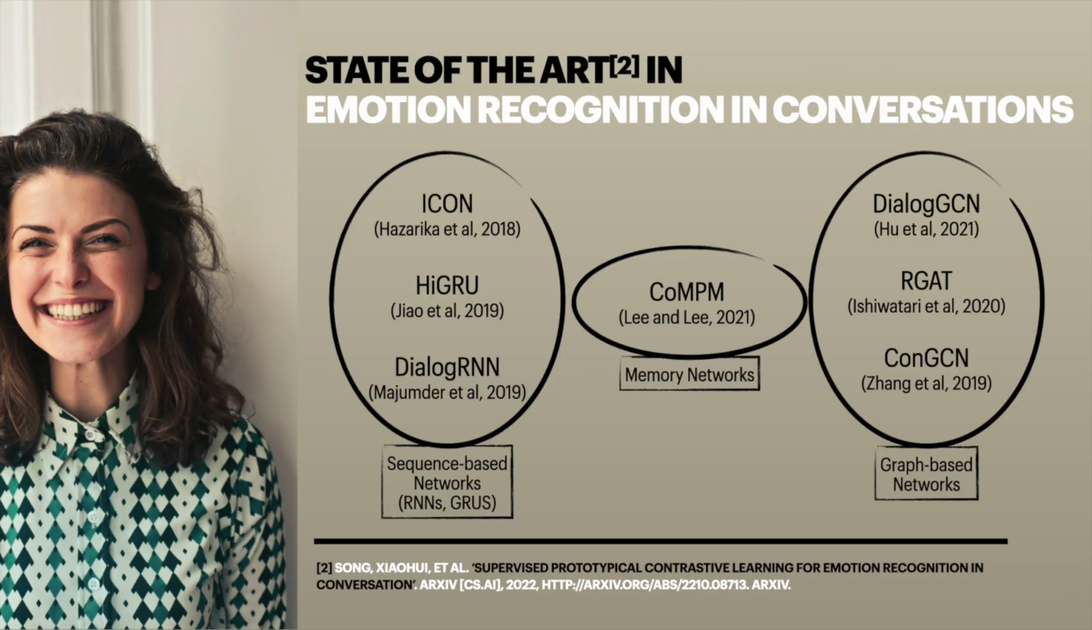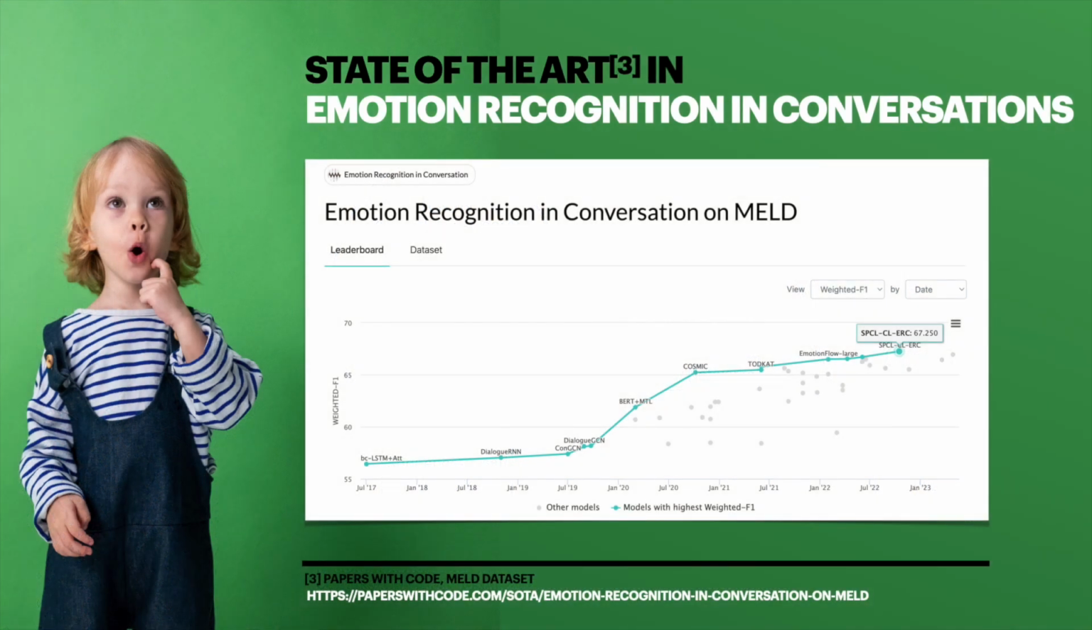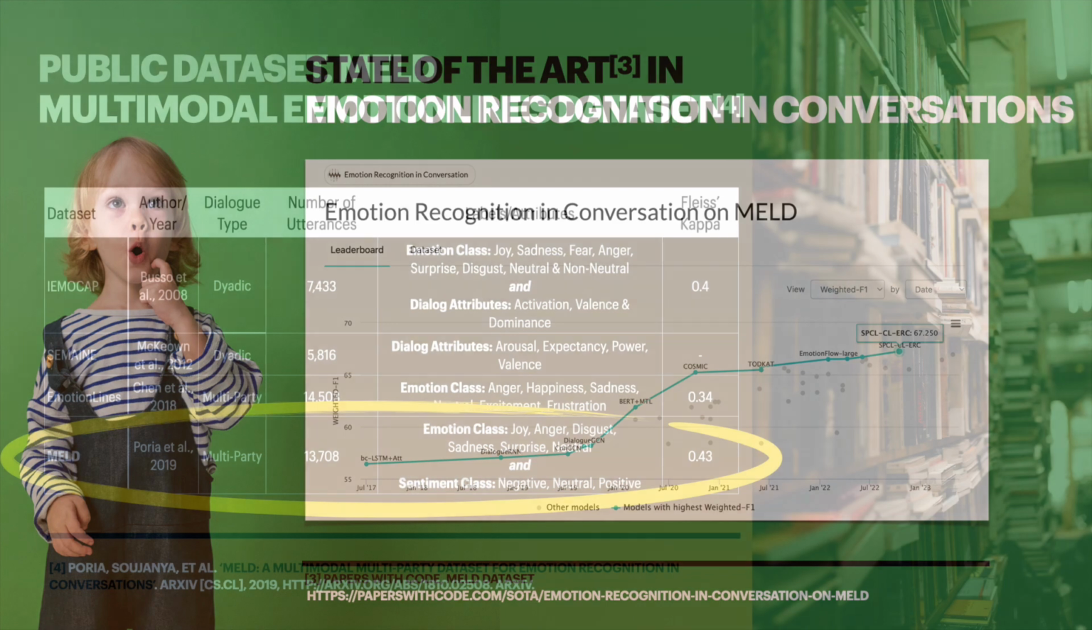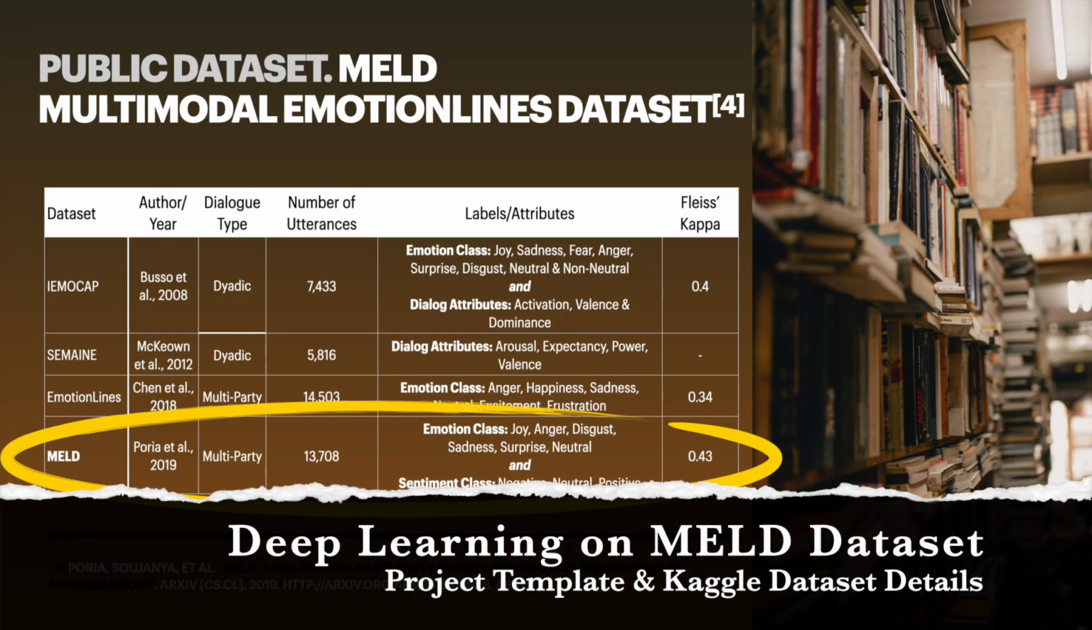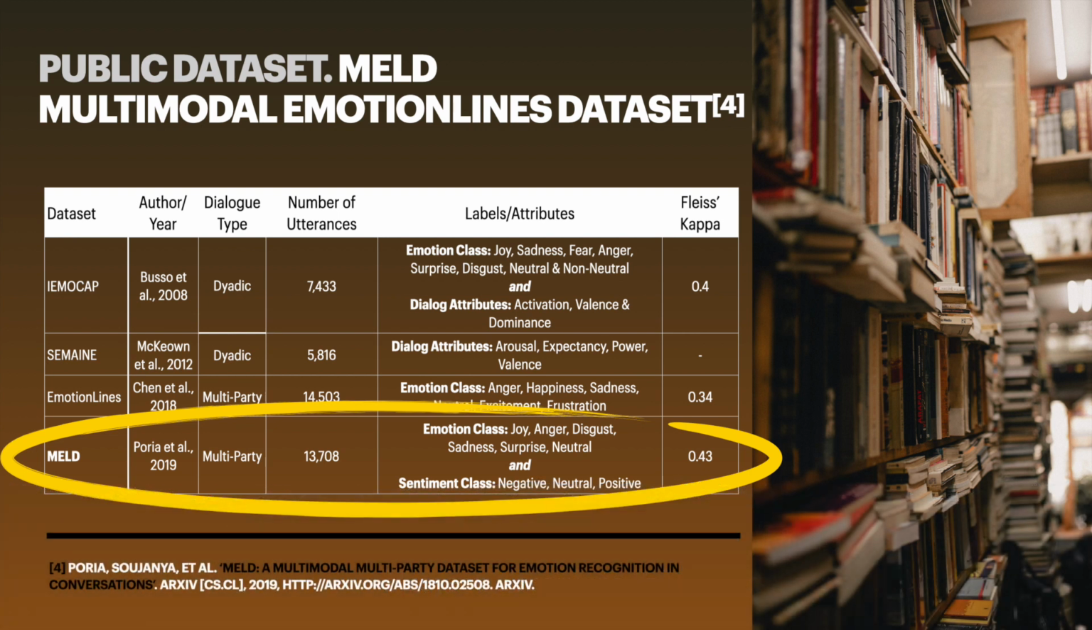To date, many models attempted to address the problem of emotion recognition in conversations. However, the state-of-the-art performance is still low, at around 67%. The template chosen for this project was deep learning on a public dataset. And the dataset chosen was the MELD dataset, a multimodal multi-party dataset for emotion recognition in conversations published by Poria et al. in 2019 that extended the previously existing EmotionLines.